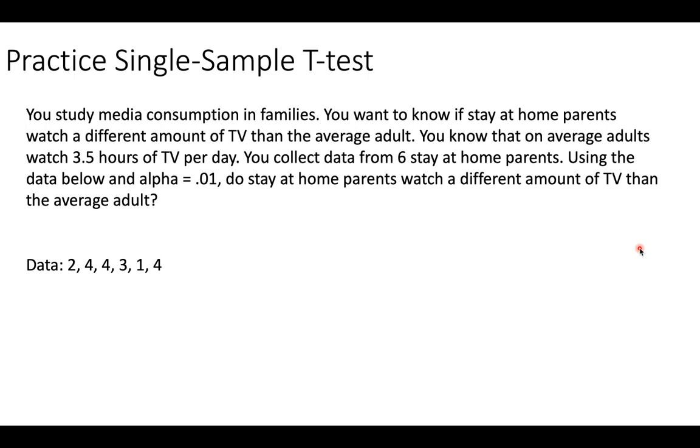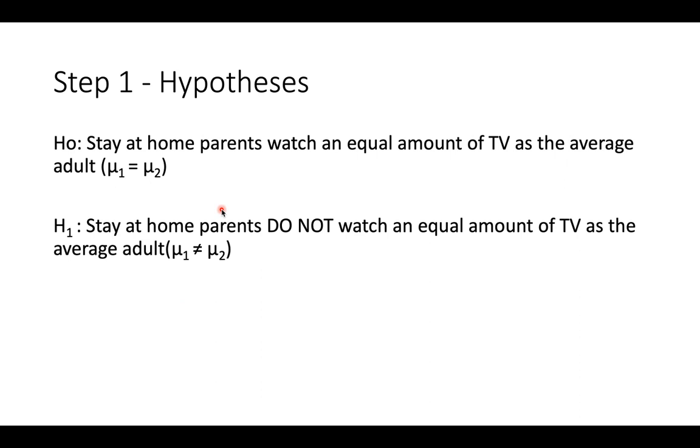Using the data below and assuming that alpha is 0.01, do stay-at-home parents watch a different amount of TV than the average adult? So here we have a two-tailed hypothesis because we say different amount of TV. Our alpha is 0.01. Our N is 6, which means we'll have 5 degrees of freedom. Our population mean is 3.5. And then we're going to use our raw data to calculate a sample mean and a sample standard deviation to round out our t-test.